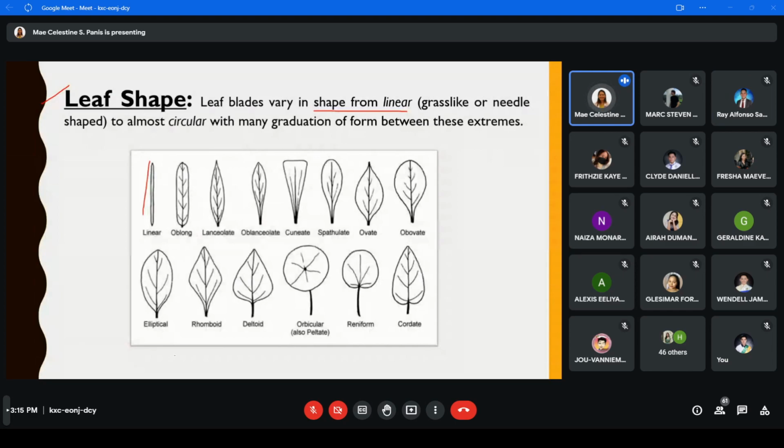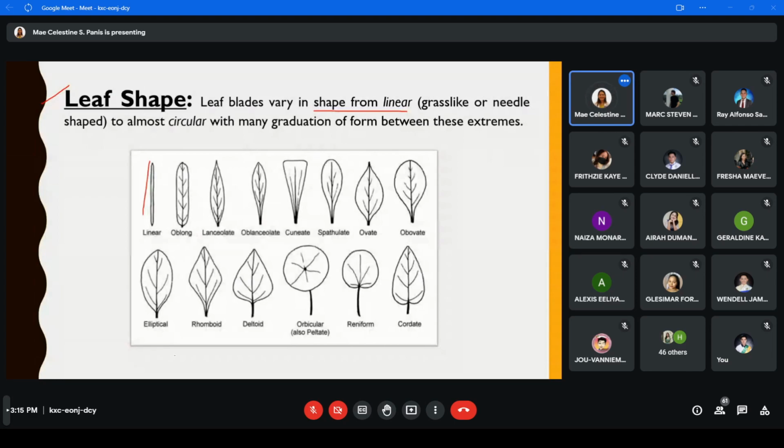Okay, so you have seen the different types of leaf shapes. The most common is lanceolate, and then linear, and elliptical also, which we can see often. Okay, so memorize these leaf shapes.